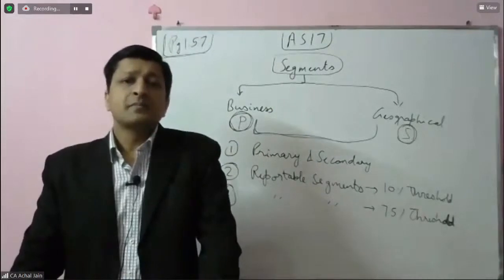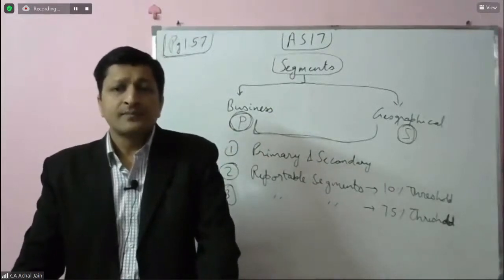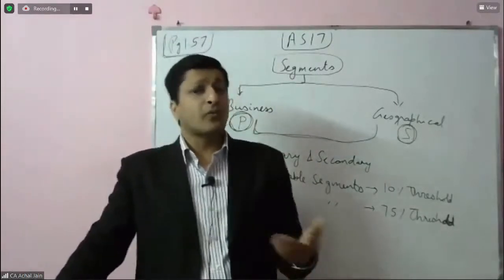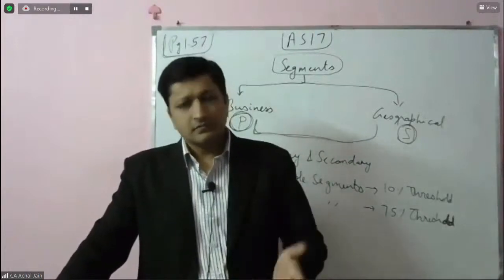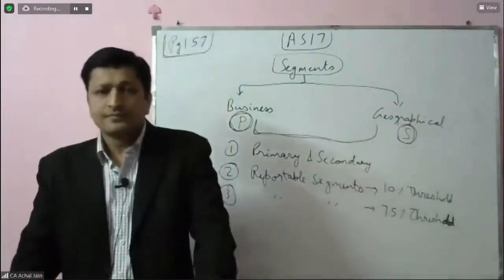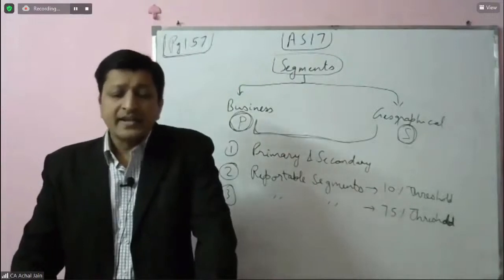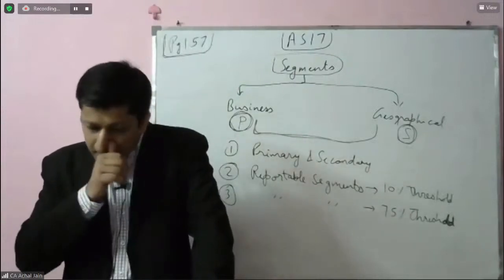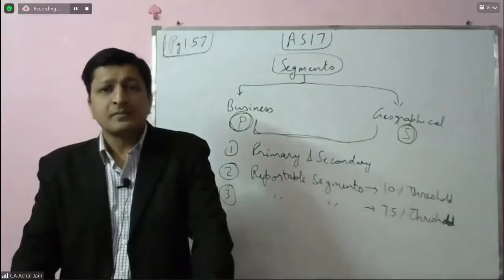Second is segment result. What do you mean by result? Result means the profit or the losses. Third, total carrying amount of segment assets, total amount of segment liabilities.